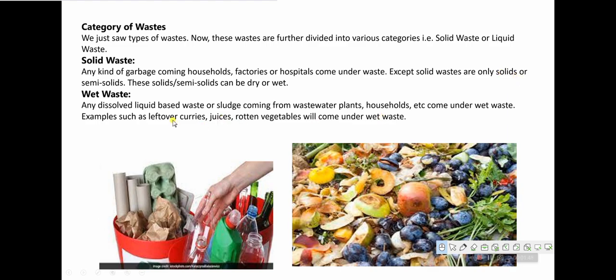Now we are coming to wet waste. Basically any dissolved liquid-based waste, or sludge coming from wastewater plants, households, etc., is called wet waste. Examples are leftover curries, juice, and rotten vegetables. All the things which come under wet are called wet waste. So that is about the categories of waste, where we learnt two types: solid and wet.